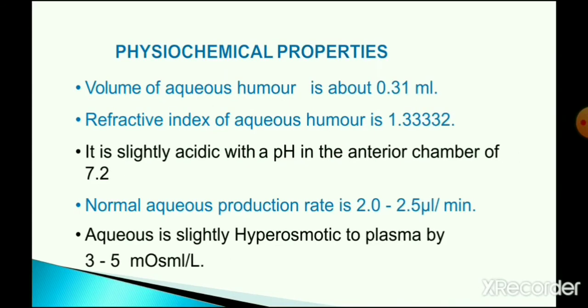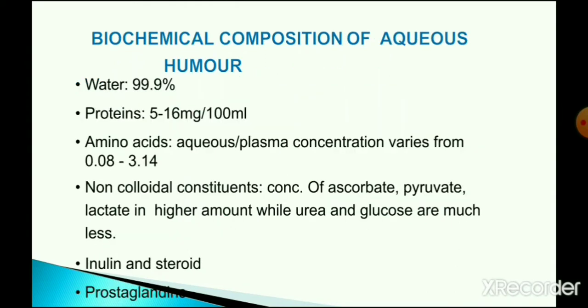Physicochemical properties of aqueous humor. Volume of aqueous humor is about 0.31 milliliter and the refractive index of aqueous humor is 1.33, and it is slightly acidic with a pH in the anterior chamber of 7.2. A normal aqueous production rate is 2 to 2.5 microliters per minute. Aqueous is slightly hyperosmotic to plasma by 3 to 5 milliosmol per liter.